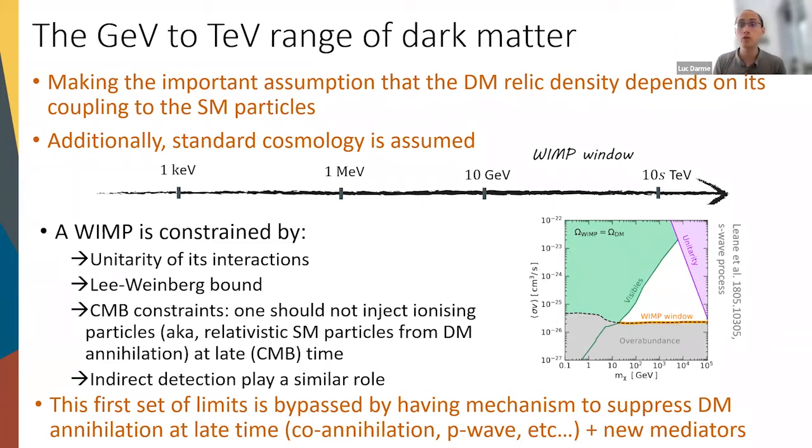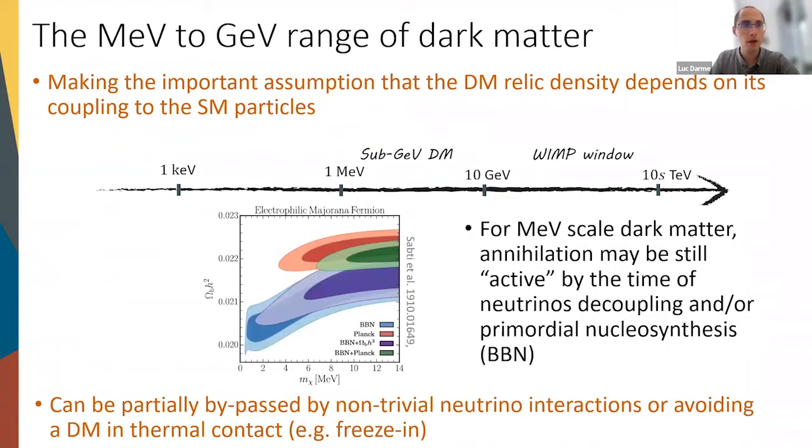There are a range of ways to do that. The first possibility is to go P-wave, meaning that the annihilation of dark matter will be proportional to the velocity. Another possibility, and there are many of those, is to go through co-annihilation. I'll come back to one of those mechanisms, co-annihilation, in the next slides, where I'll try to actually build some explicit models with you.